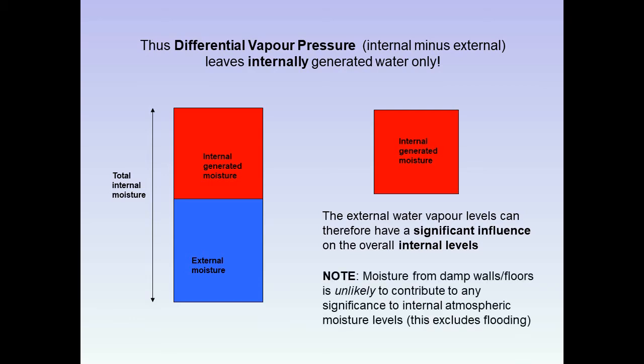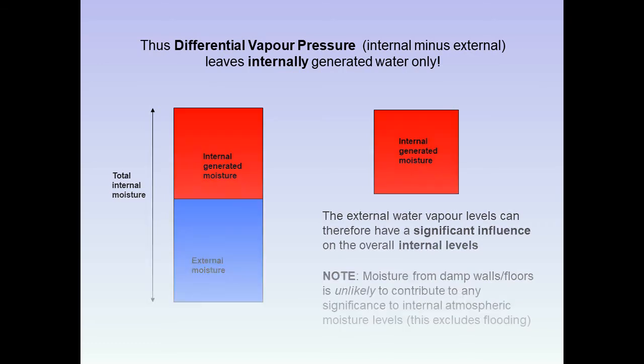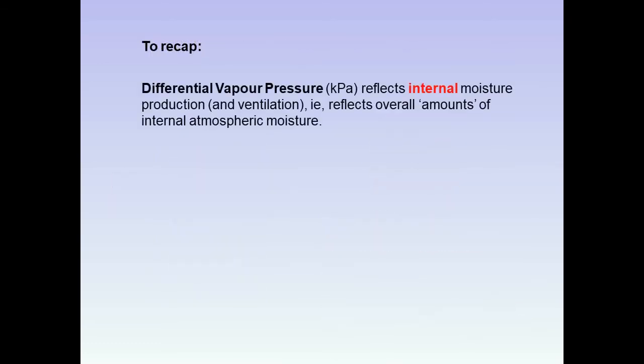But note, moisture from damp walls and floors is unlikely to contribute any significance to internal atmospheric moisture levels, and I exclude flooding in this. So then, to recap where we've got so far, differential vapor pressure reflects internal moisture production, and indeed ventilation. That is, it reflects the overall amounts of internal atmospheric moisture.